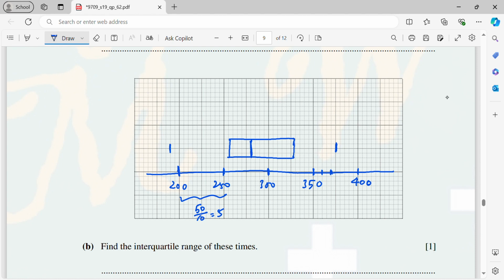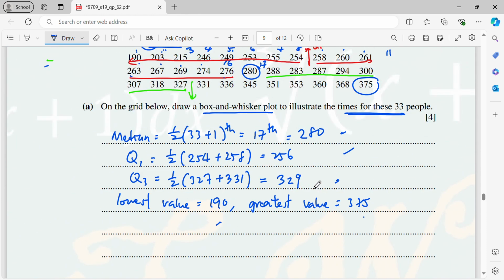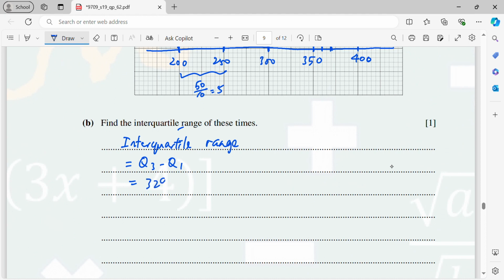Okay, so please draw using ruler. And this is the box plot, box and whisker diagram. So make sure you do not touch this line, okay? Do not touch. Just use ruler and join it. Okay, done for this question. Now B, find the interquartile range. So interquartile range is basically Q3 minus Q1. So Q3 already done just now, 329, then you minus 256. And you will be getting the answer of 73.